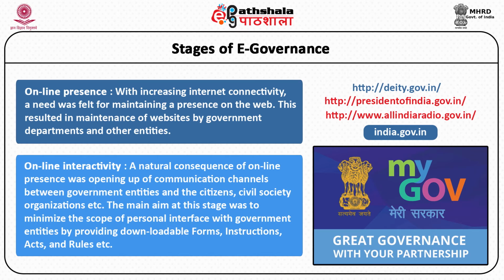Online interactivity. Mere presence of the government on the internet does not serve the purpose of providing good governance. We require interconnectivity between the government and the government, that is the central government and the state government, between two or more state governments, as well as between the state government and the local government. This is one aspect, the second being the government and the business, and the third being the government and the citizens. So, online interactivity is the ultimate goal of e-governance.